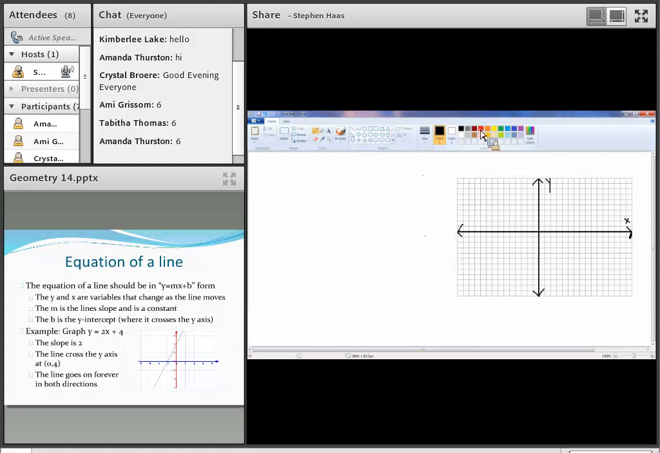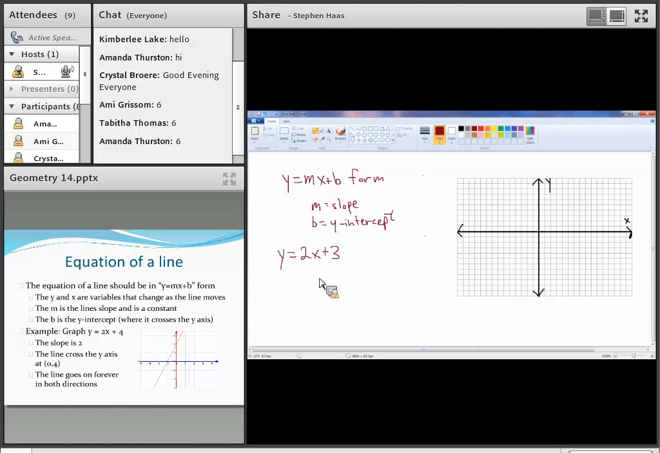Now, the standard way in which an equation is written when you're talking about a linear equation, which means an equation that forms a straight line like the one we just saw, is you write it in y equals mx plus b form, where m is the slope of the line and b is the y-intercept.